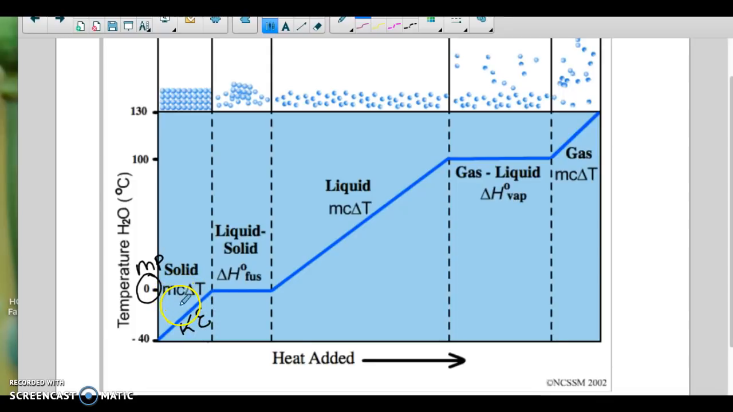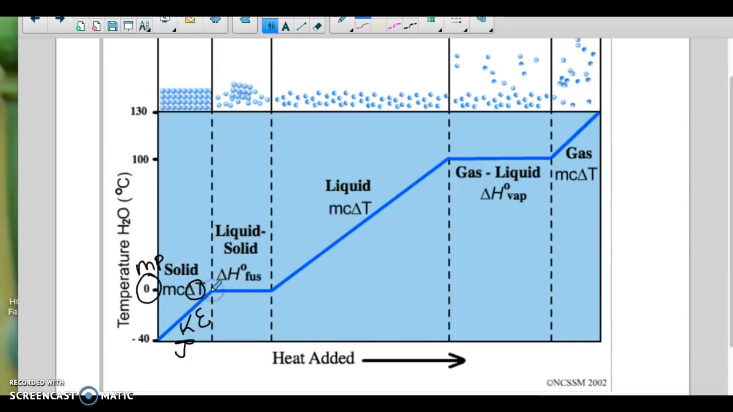And whenever we're talking about kinetic energy, the temperature changes. So we can use MCAT. In this portion, we would use the MCAT equation and we would end up with a certain amount of energy, positive in this case, and it'll be in joules.